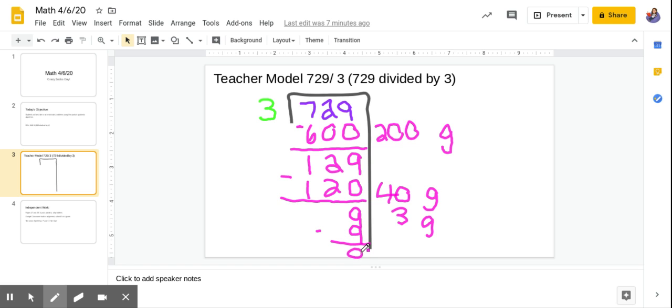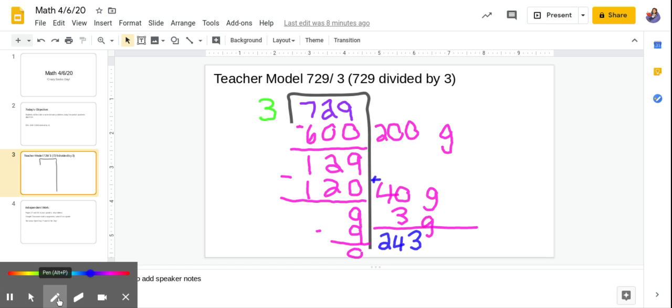There are no remainders. So your final step is to add all of these groups together. Okay? And if I add 200 plus 40, I get 240 plus 3 is 243. And that's what our answer is. So going back to our original problem, 729 divided by 3 gives us 243.